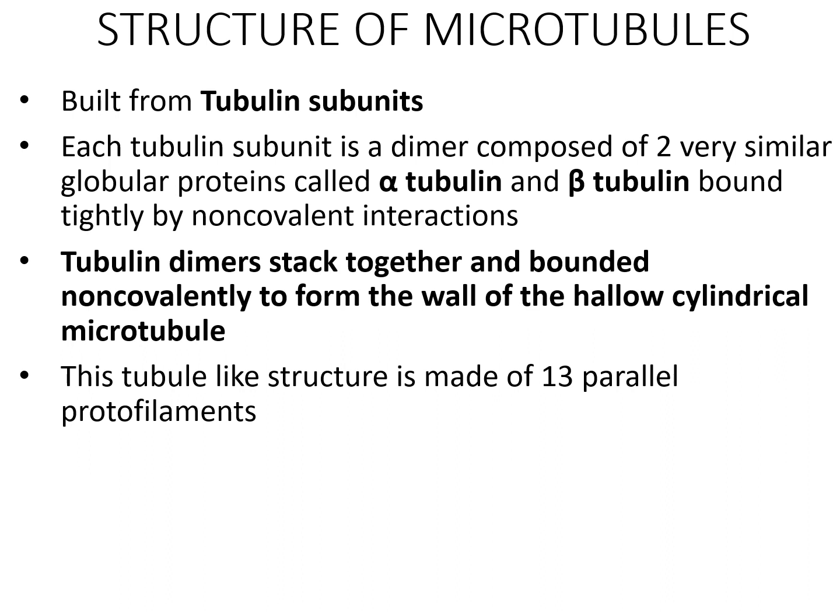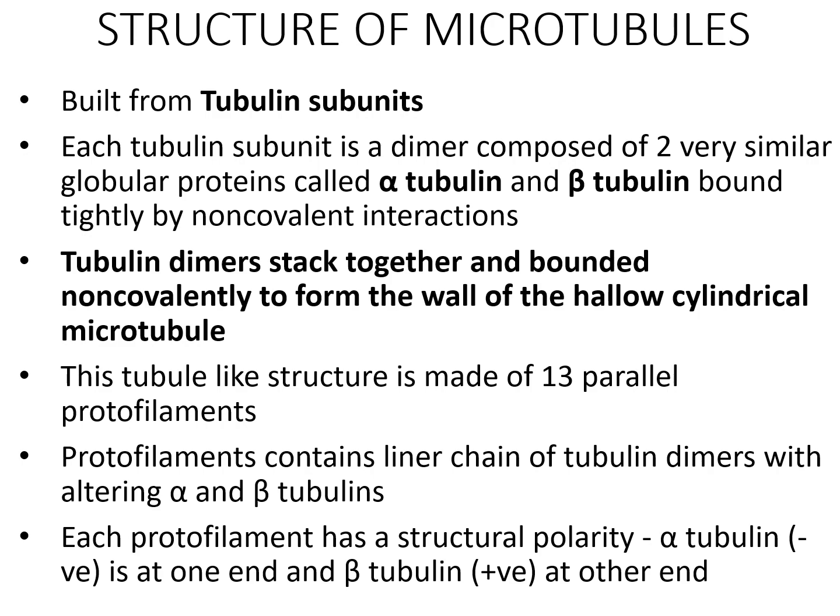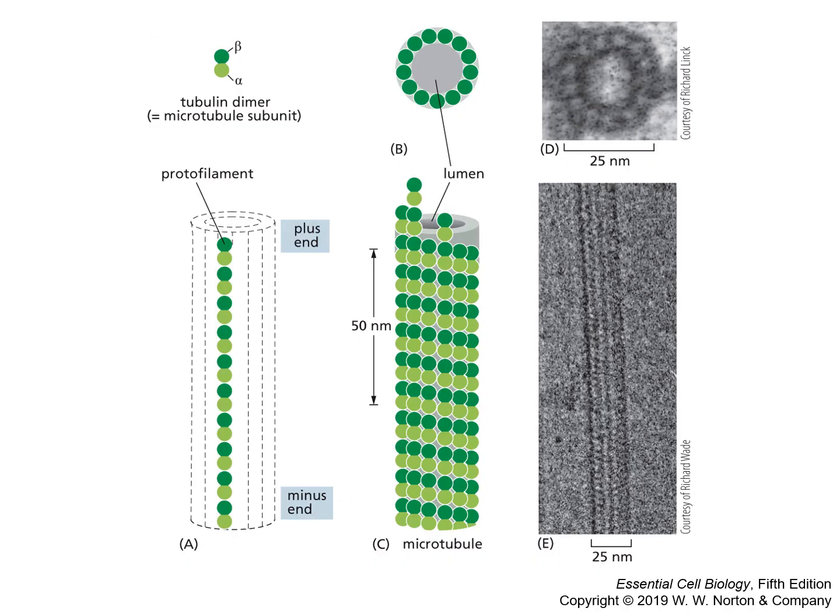which is the microtubule. Each protofilament has a structural polarity because on one side it will have alpha tubulin exposed, and on the other side it will have beta tubulin exposed. Therefore, each of these protofilaments has a structural polarity. The alpha tubulin end is called the minus end, and the beta tubulin end is called the plus end. So here is what I was trying to explain.